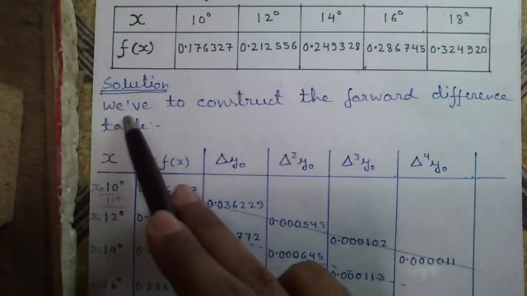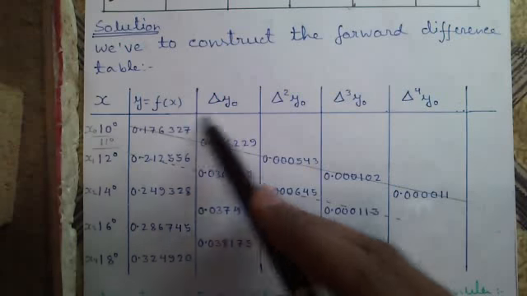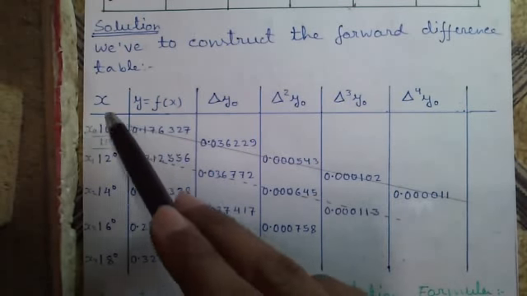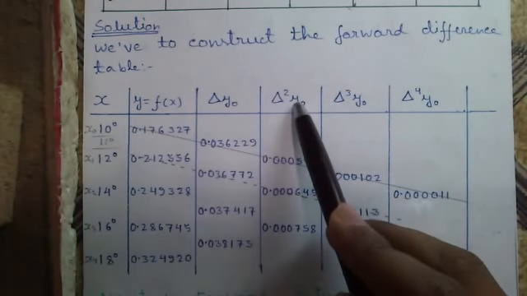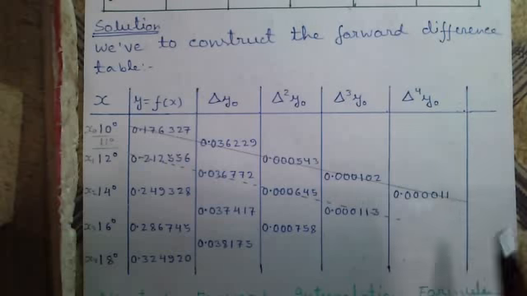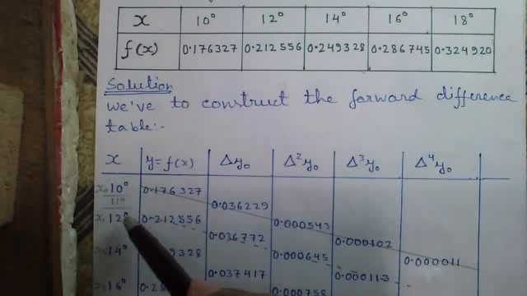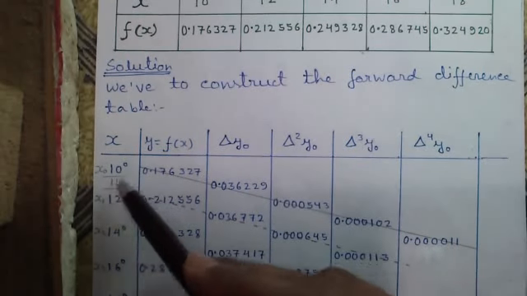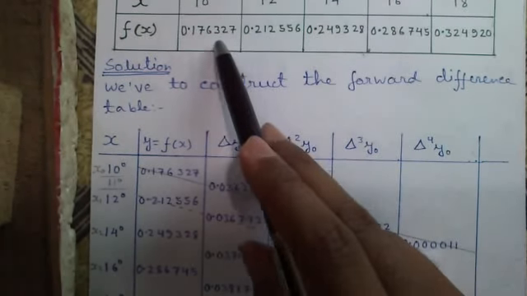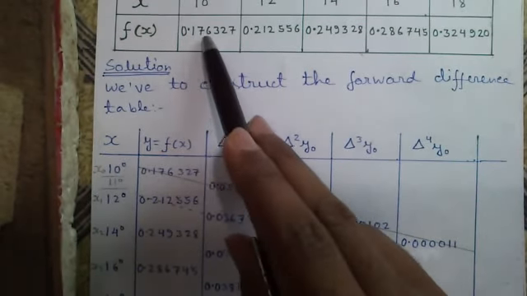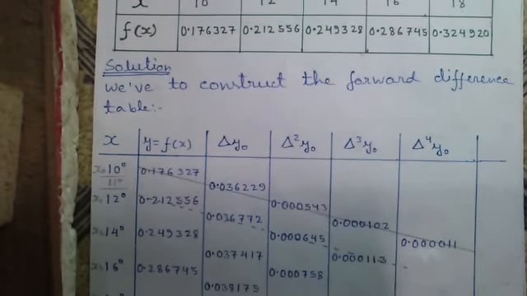Let's find the solution. We have to construct the forward difference table. For that, construct the chart like this and write x, y equals f of x, both are the same, del y0, del square y0, del cube y0 and del 4 y0. For this, write all the x values column wise: x0 is 11, 10, x1 12, 14, 16, 18, and write all the f of x values or y values column wise. So the first element is 0.176327, 0.212556, like this.